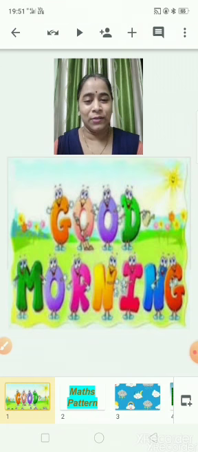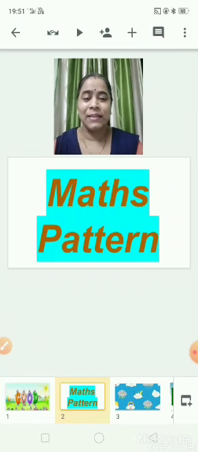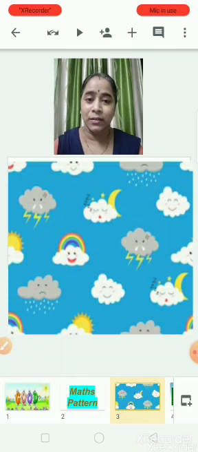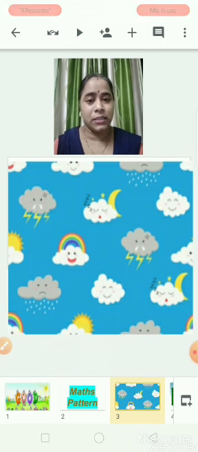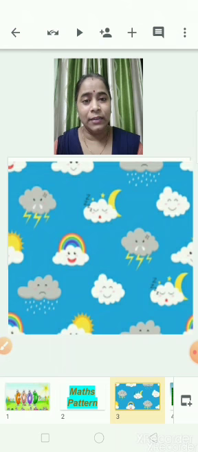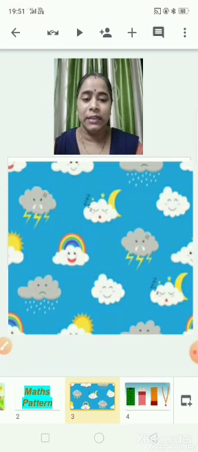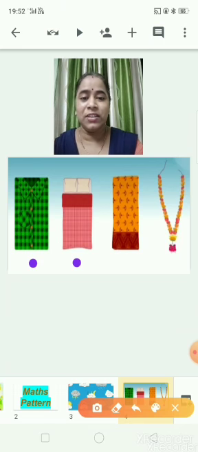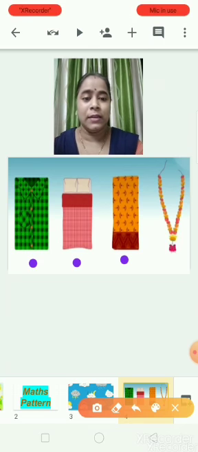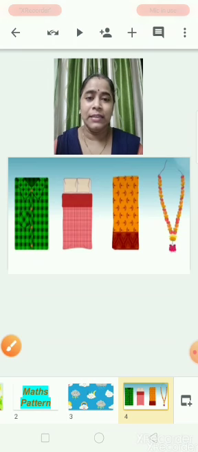Fine? Okay. Today, we are going to learn patterns from maths. Patterns are created when figures, shapes, objects are arranged in a particular order and repeated over and over again. Children, you all must have seen patterns in our daily life. Like clothes, bed sheets, sari borders, garlands, etc. Children, let us see some patterns.